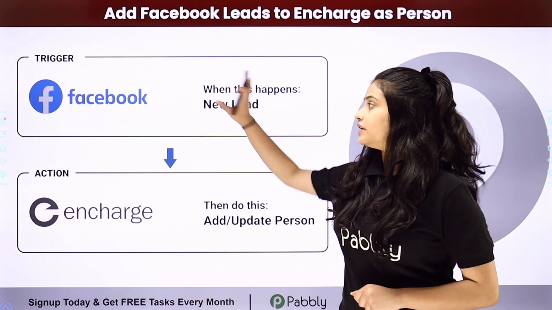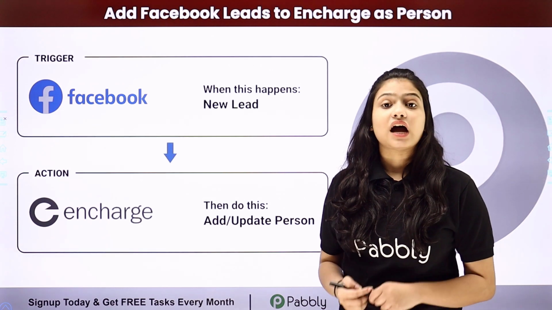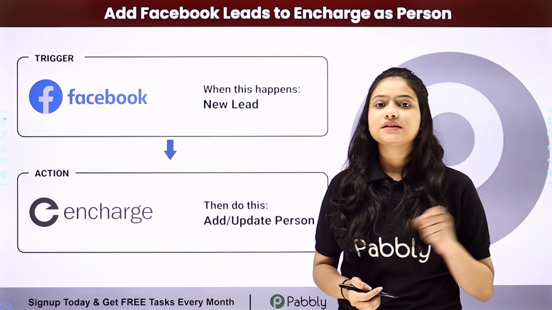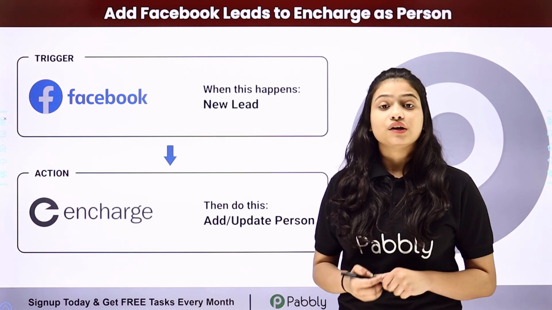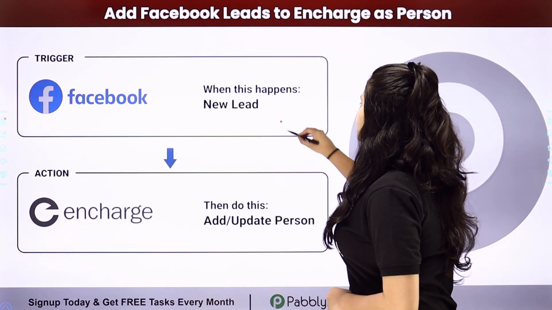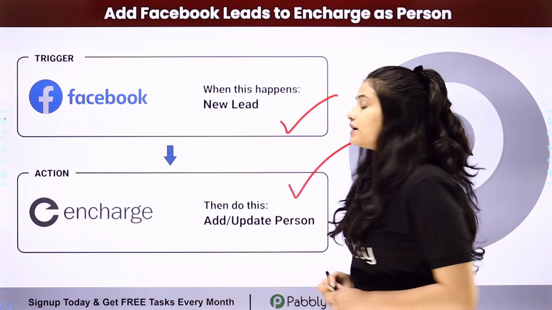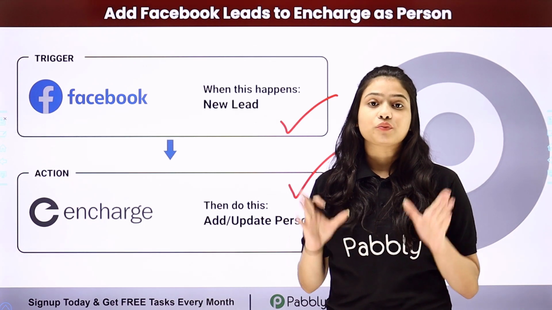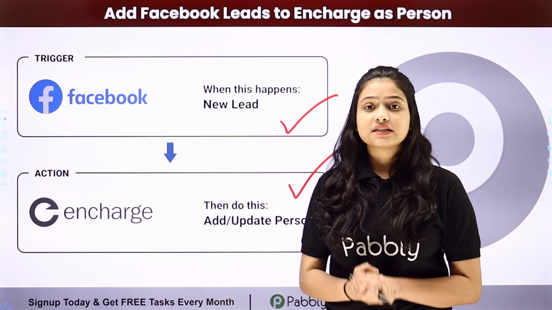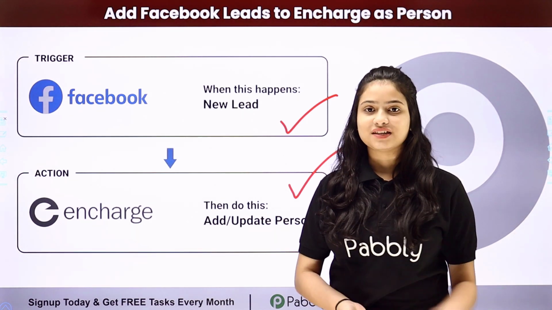For that we will have to integrate both these applications, and for that we are going to use Pabbly Connect, which is an amazing automation and integration software. Now what we are going to do, we have Facebook lead ads in our trigger and Encharge in our action. So we will be connecting both of them in order to automate this entire process. And to learn this entire process step by step, let me take you all to my screen.